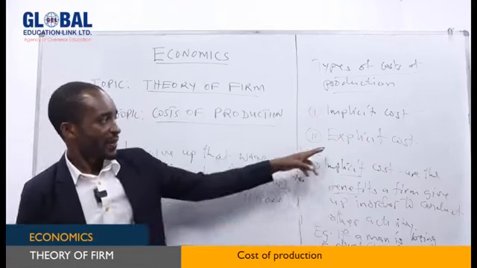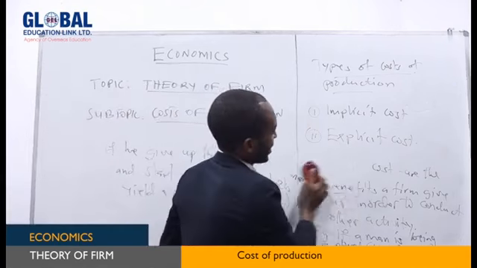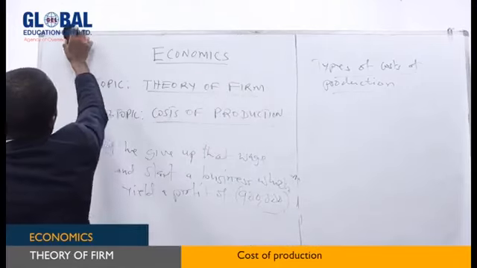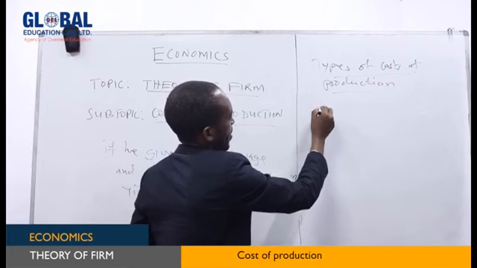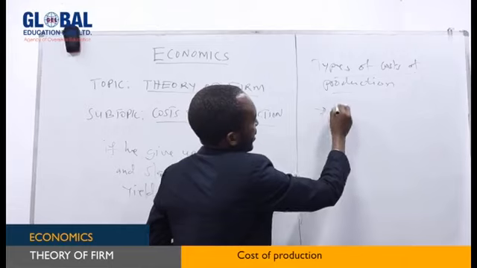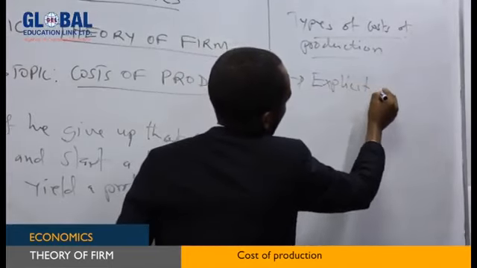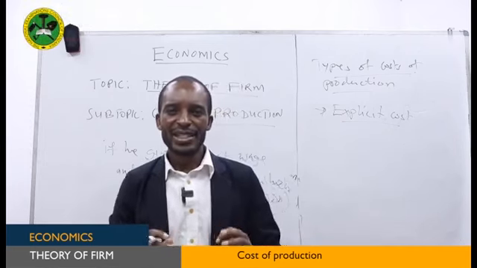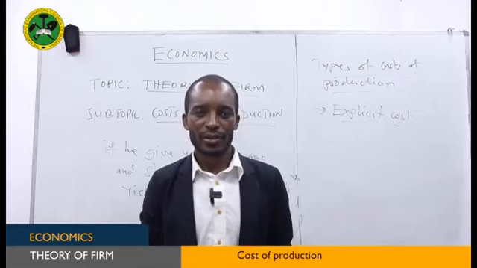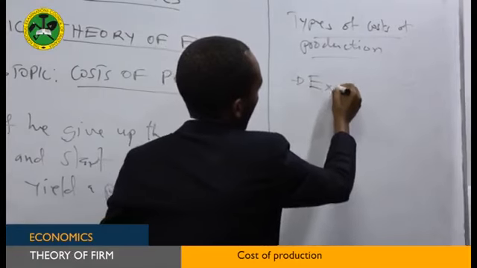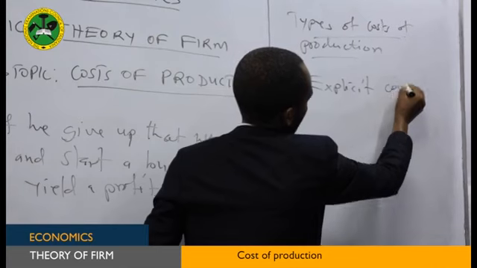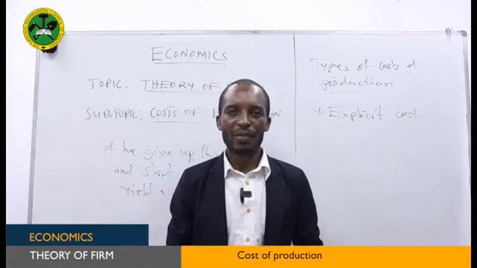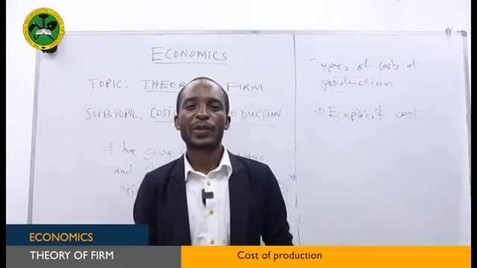The second we said is explicit cost. Now let us discuss the explicit cost. Explicit costs are expenses or the actual money a businessman will pay to buy inputs during the production process. So explicit costs are expenses or the actual payment that a firm or a business pays when you use factors of production or inputs.